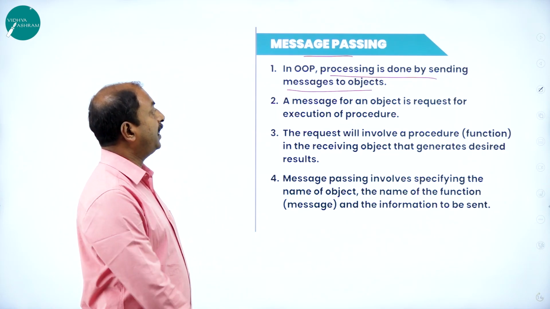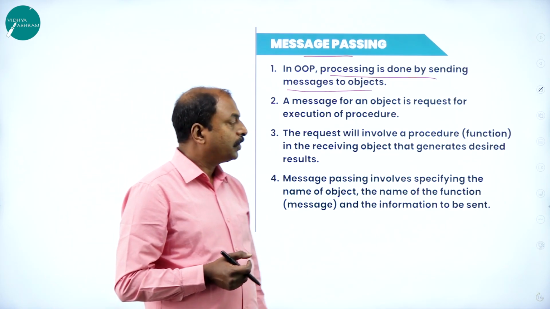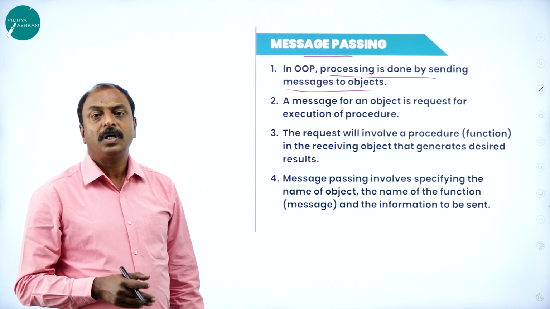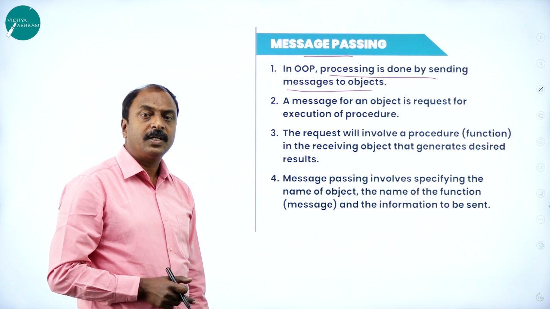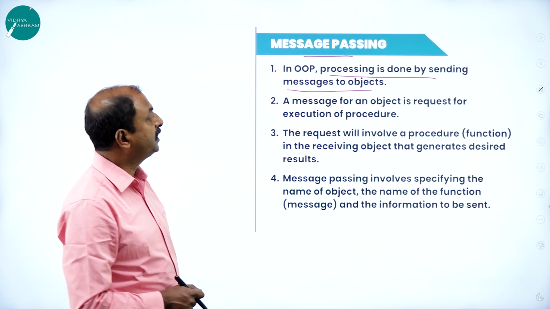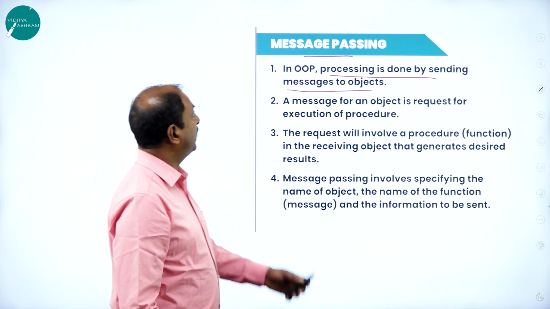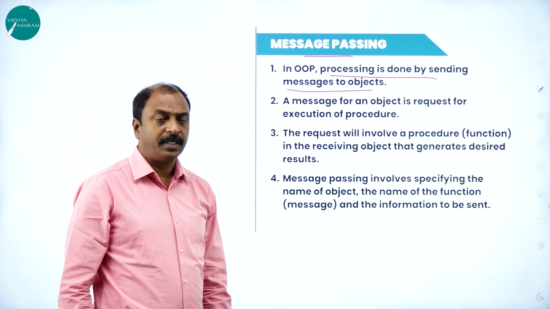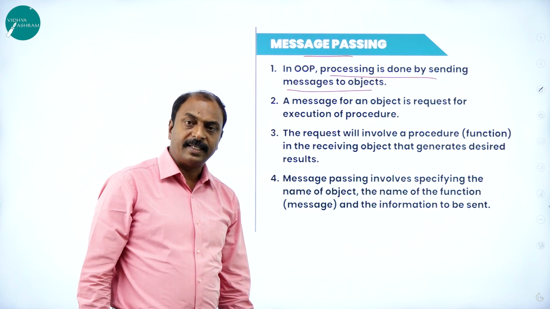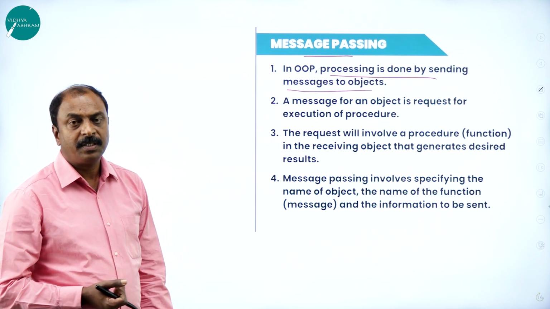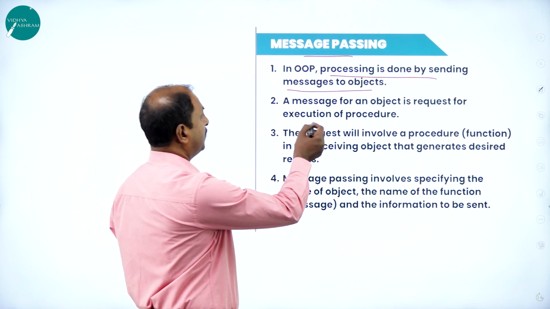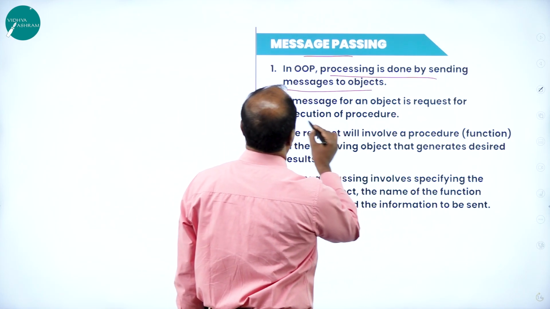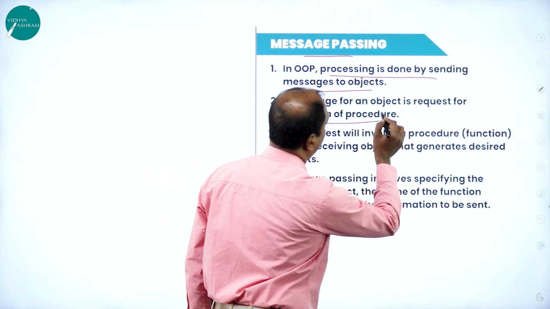If anything is to be carried out, we have to pass the message to the concerned object, the right object, to get the things done or to execute a certain function. That is the concept of message passing. In other words, it is communication between two different objects. Here, a message for an object is a request for execution of a procedure.